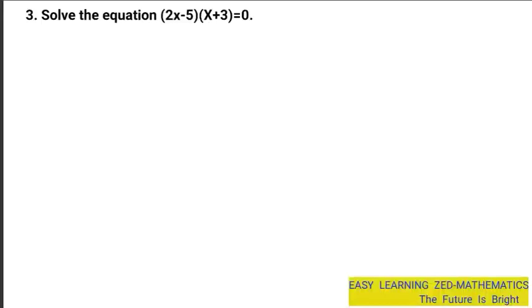Question 3 was: solve the equation (2x - 5)(x + 3) = 0. Okay, so this is the equation students were asked to solve. So how do you solve this equation?